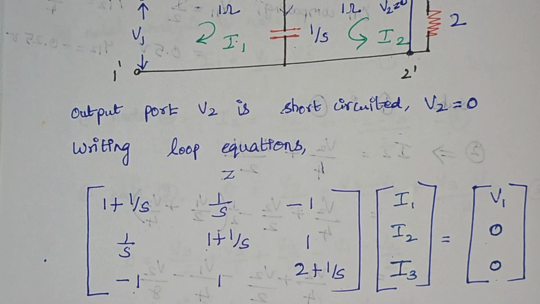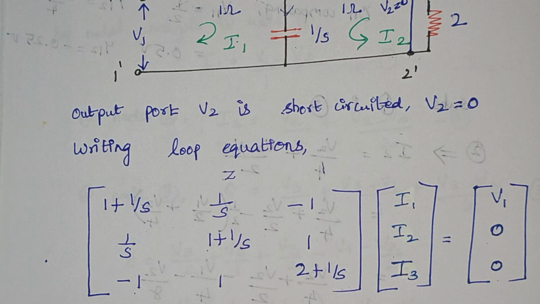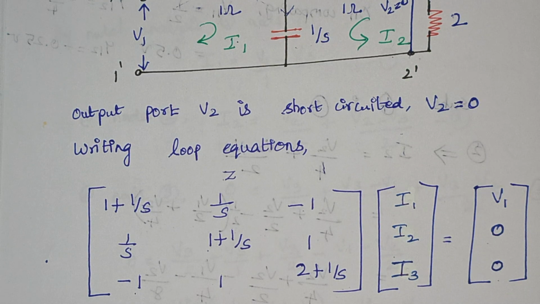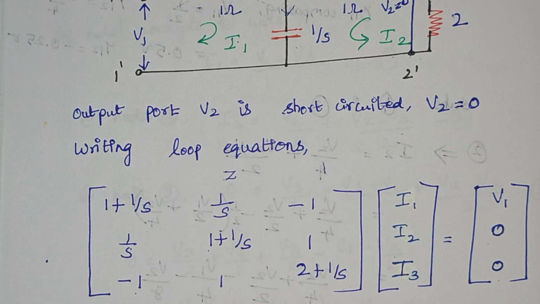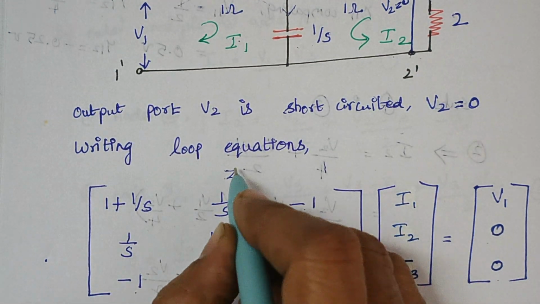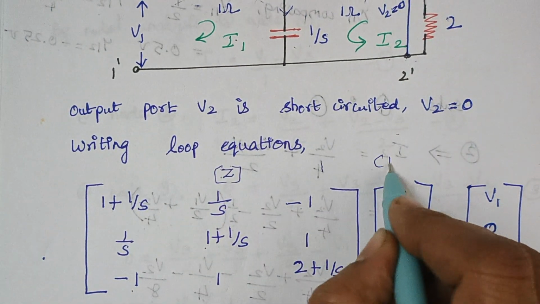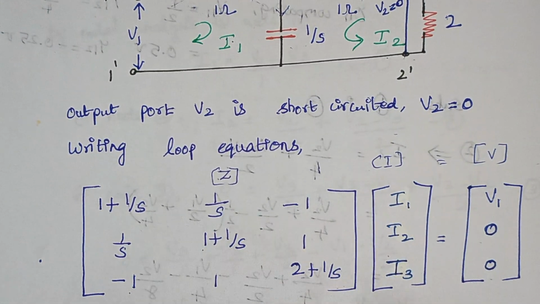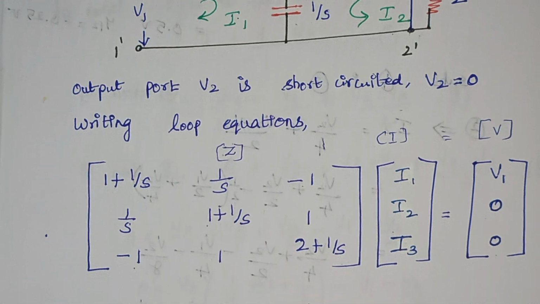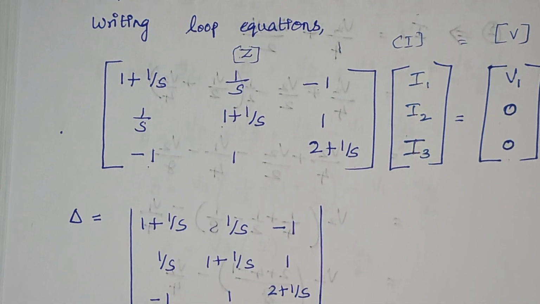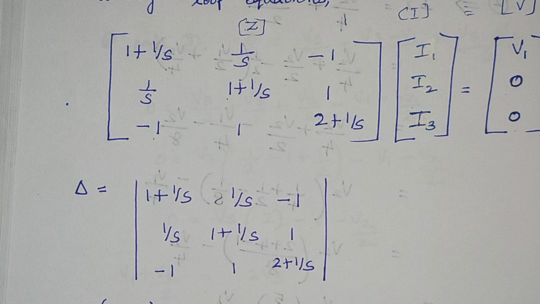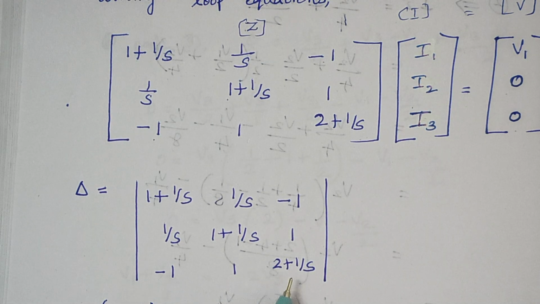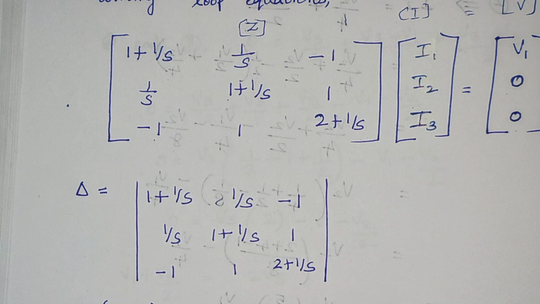Once this is done, we can easily find the values of the admittances. First we start with calculating the value of del. You see, this is your impedance matrix, this is your current matrix, and here we have the voltage, so V is equal to IZ. Del is nothing but the determinant of the impedance values. I believe you know how to take the values, right?